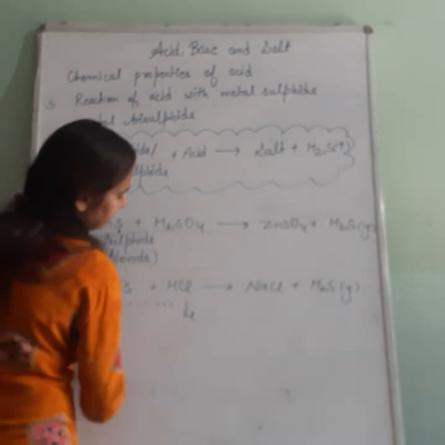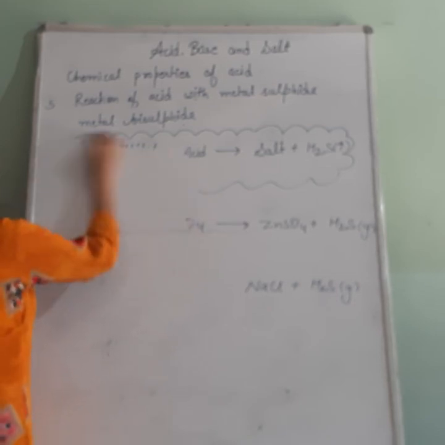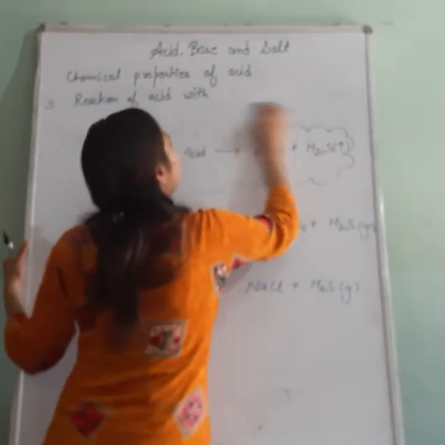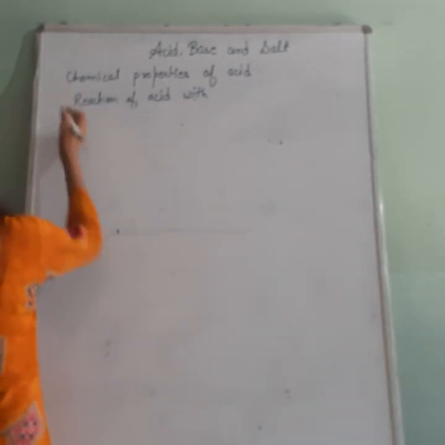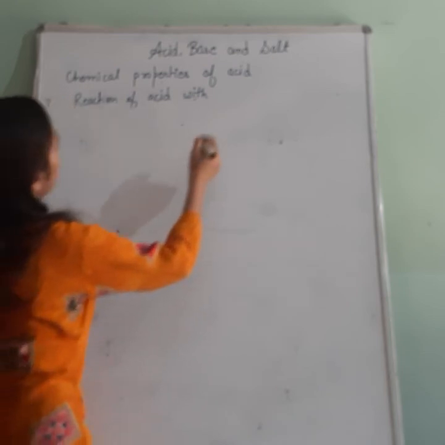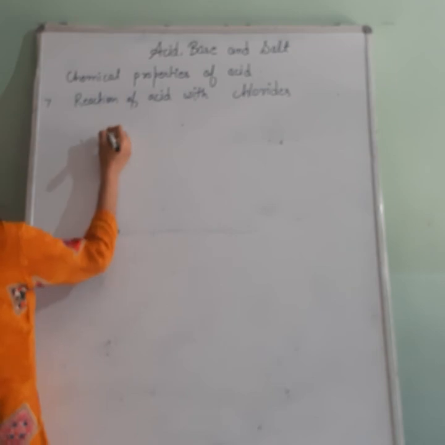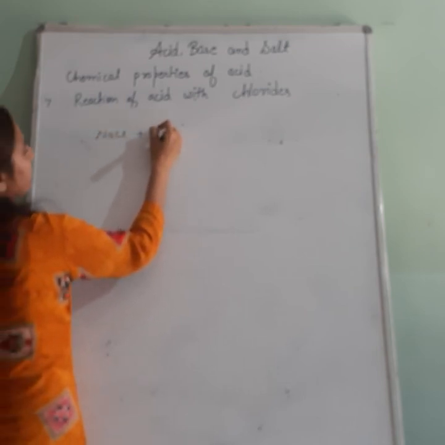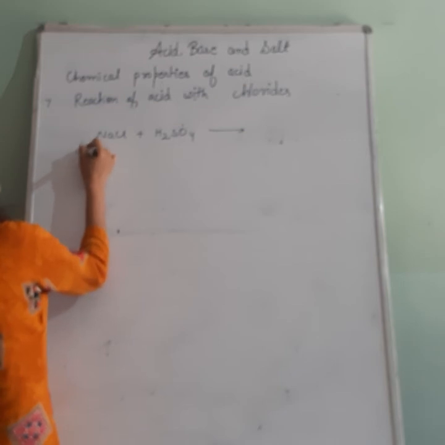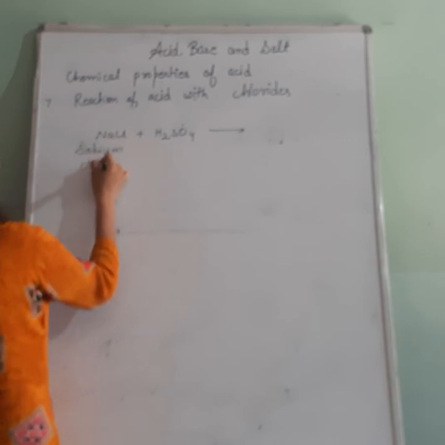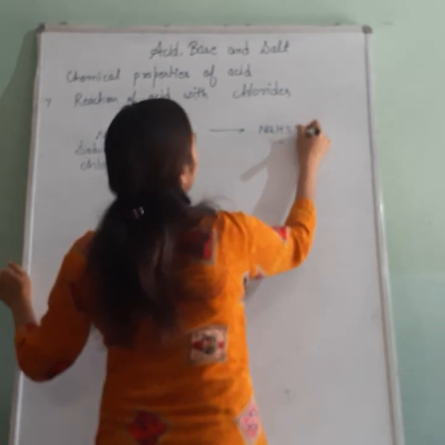The last chemical property of acids is reaction with chlorides. The next one is reaction of acid with chlorides. Seventh chemical property is reaction of acid with chlorides. For example, when NaCl reacts with H2SO4, NaCl is chloride, sodium chloride. When it reacts with sulfuric acid, it gives us NaHSO4 and HCl.